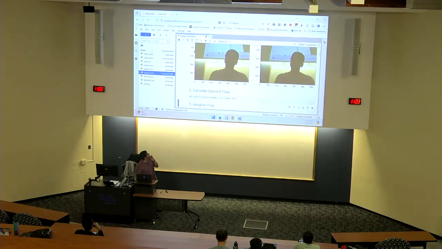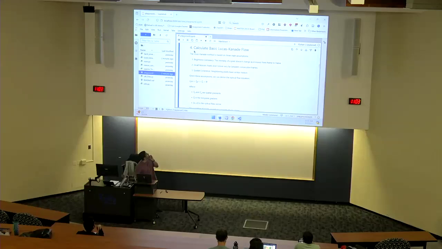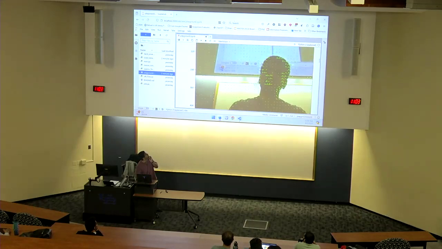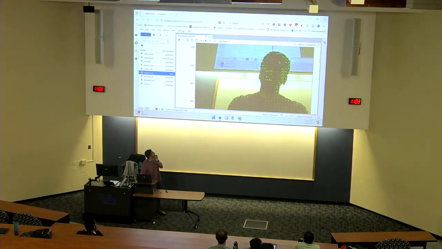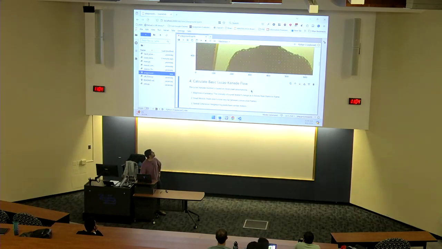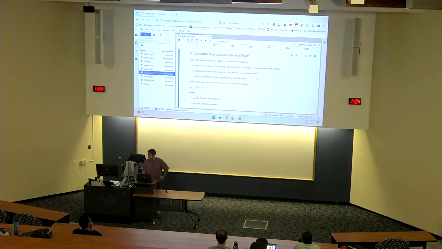So the first one up there was just visualizing flow using OpenCV. So you don't have to implement anything for that, but this is the kind of output that we want to mimic with what we're doing in the homework. It's not going to be as good as this implementation, but it's similar enough that the principle of it should become clear.